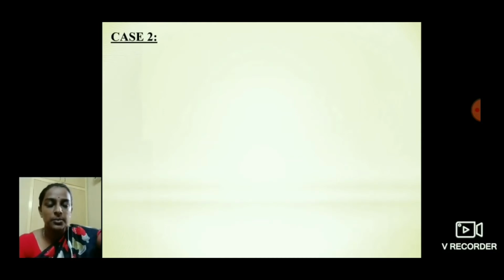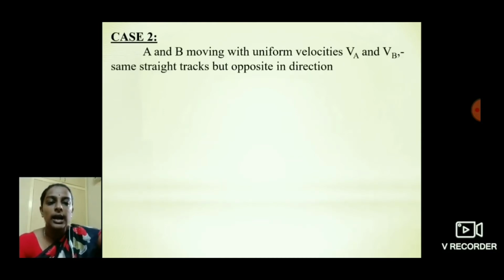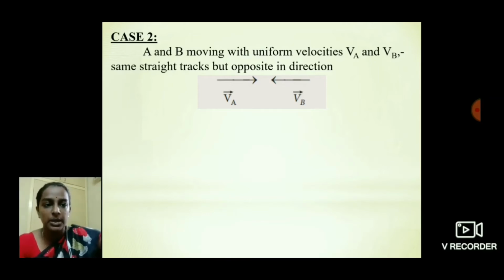Next, case 2. A and B are moving with uniform velocities VA and VB on a straight track but in opposite directions. So this is the diagram. They are moving on a straight track but in opposite directions. The velocities are VA and VB.